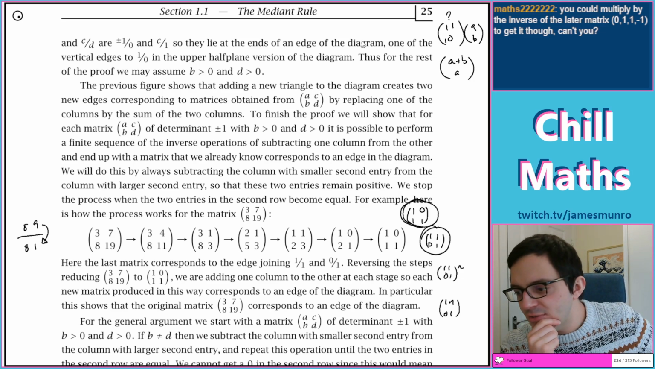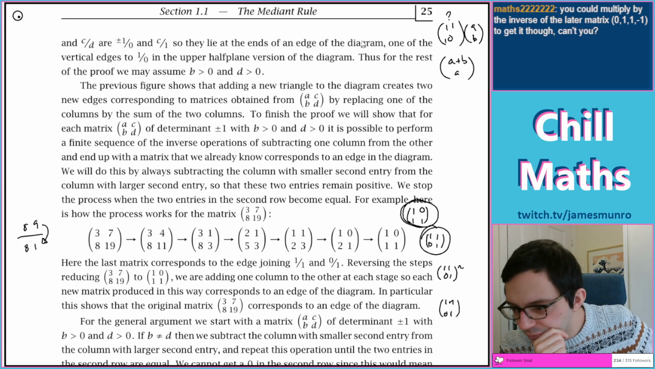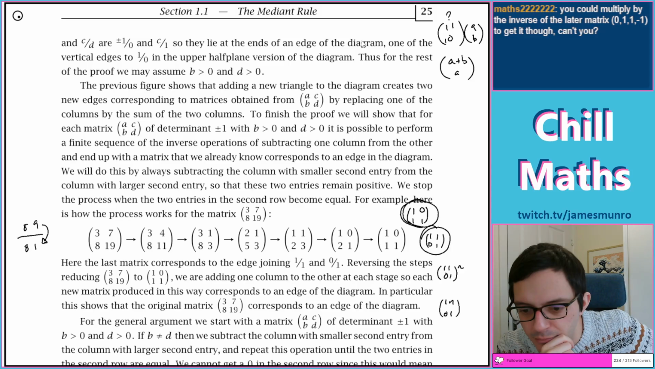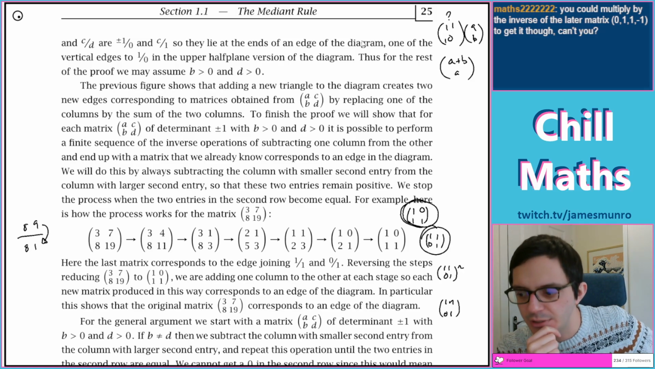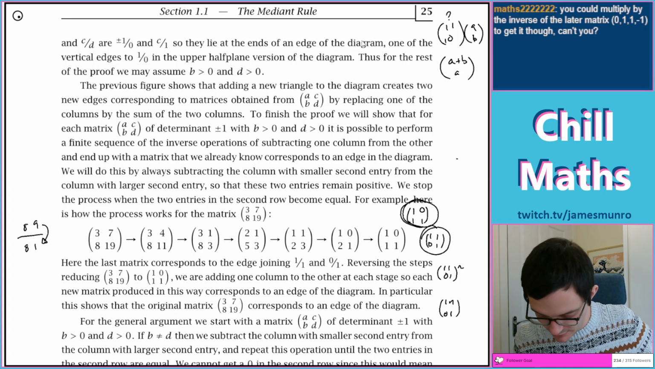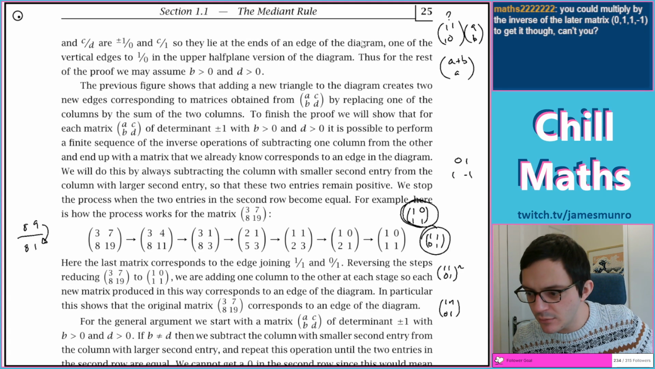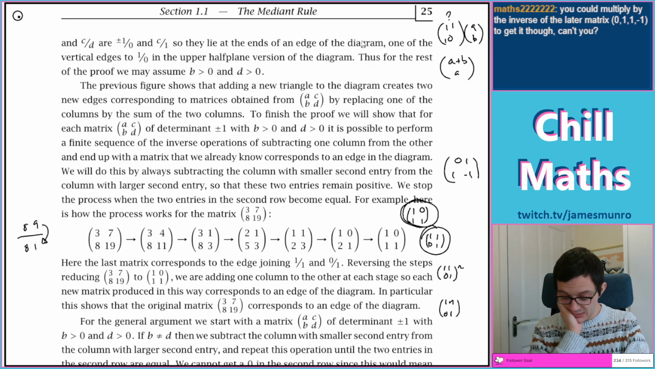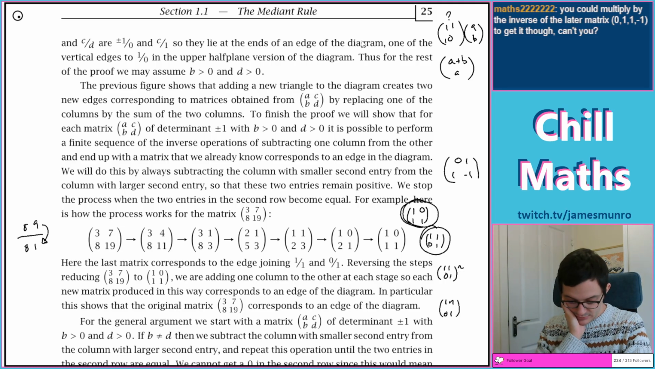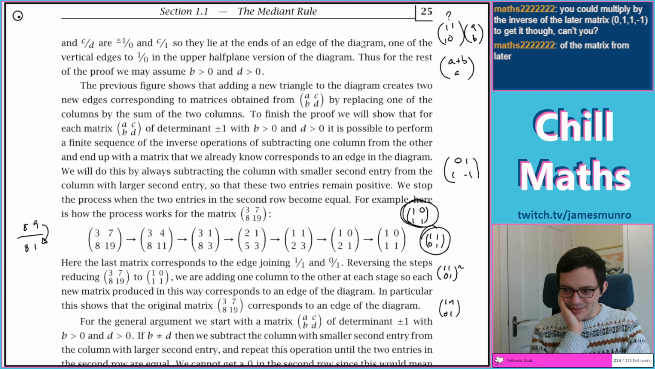You can multiply by the inverse of the later matrix to get it though, can't you? Ooh, what can I get? 0, 1, 1, minus 1. Oh, are you claiming that's the inverse? I'm very thick, sorry. Yeah, does that take me forwards or backwards? What does that do? What am I multiplying? Matrix from later.